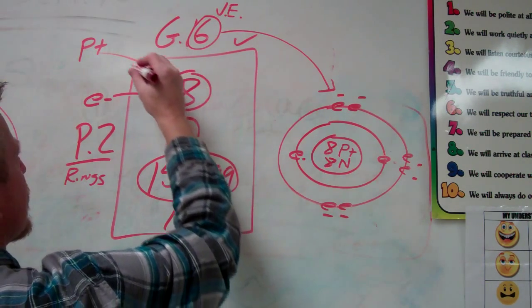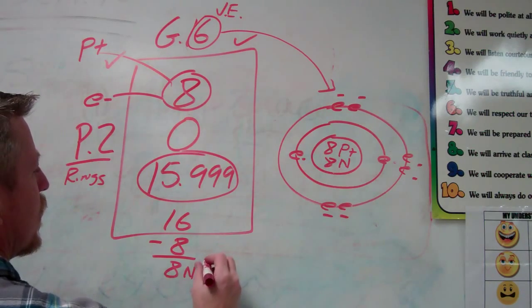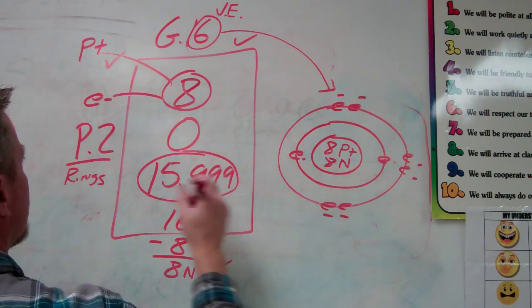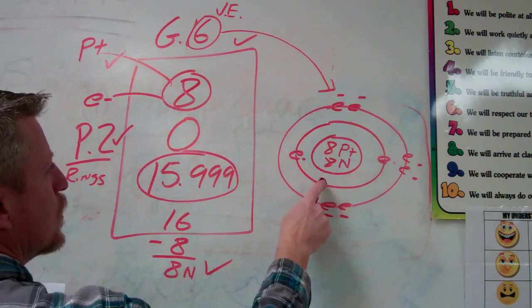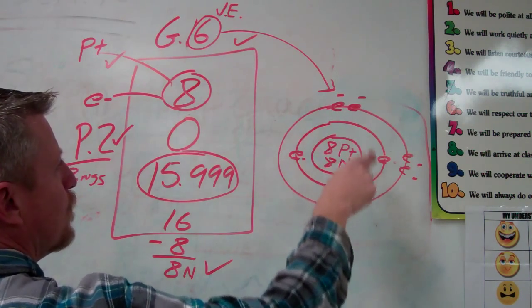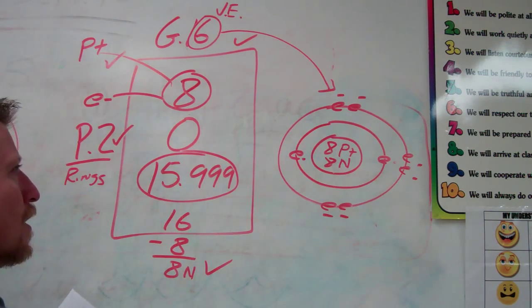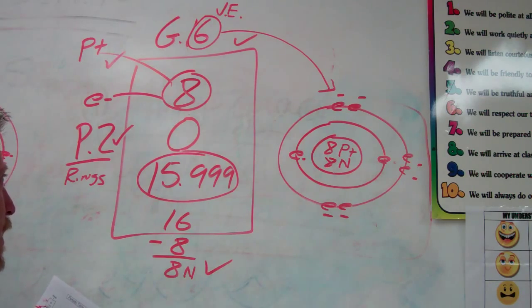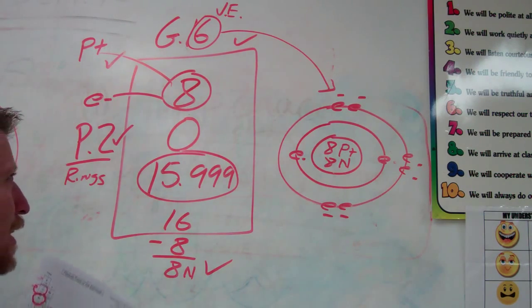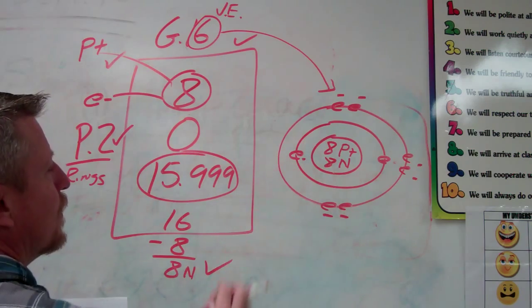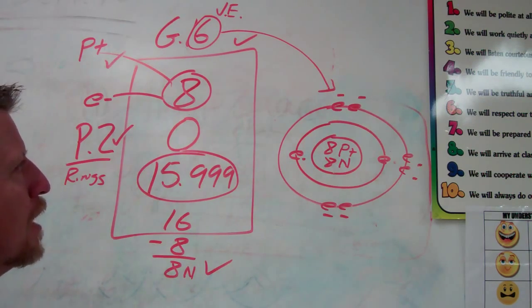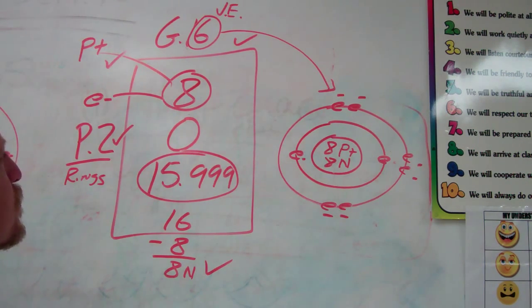8 protons. That checks out. 8 neutrons. That checks out. 2 rings. That checks out. And I follow my rule. 2 electrons in the first ring and up to 8 in the next rings. Okay, so very good. This one is slightly reactive. It needs 2 electrons that it would like to steal from another atom to make a compound, and it becomes stable.